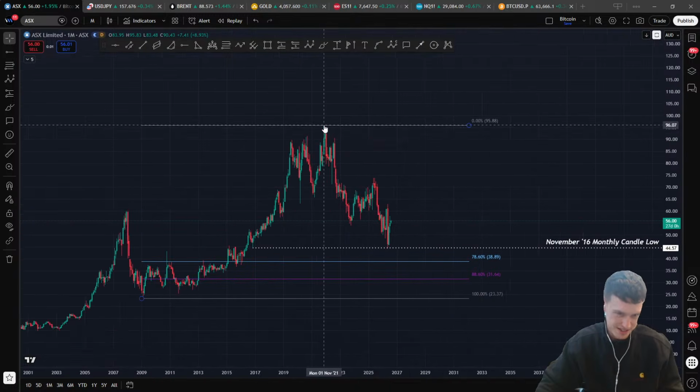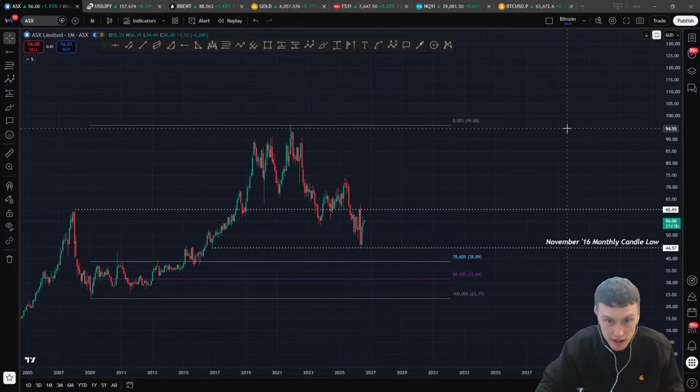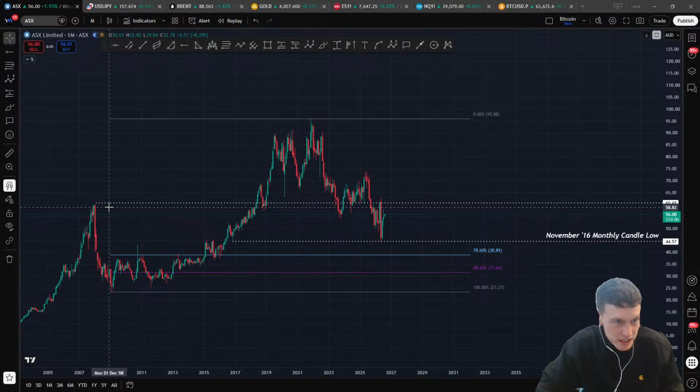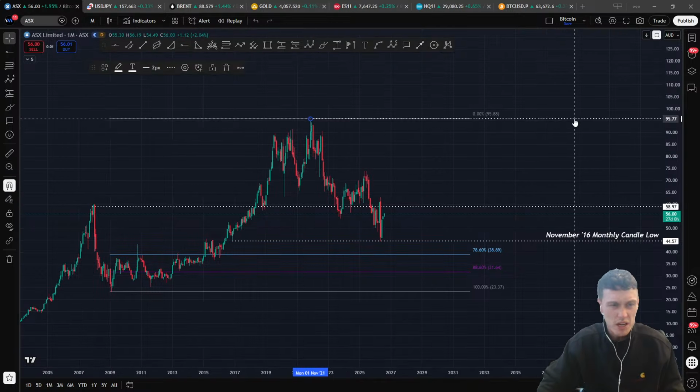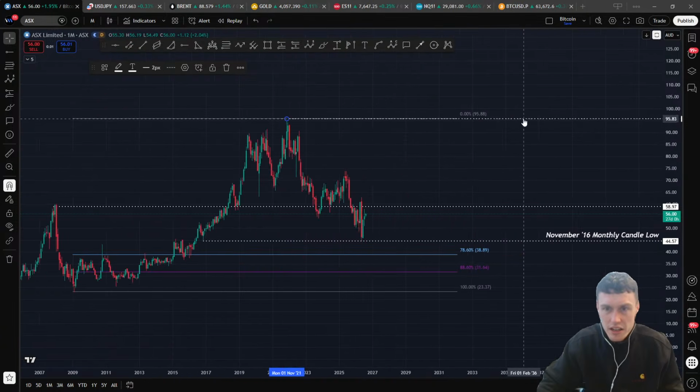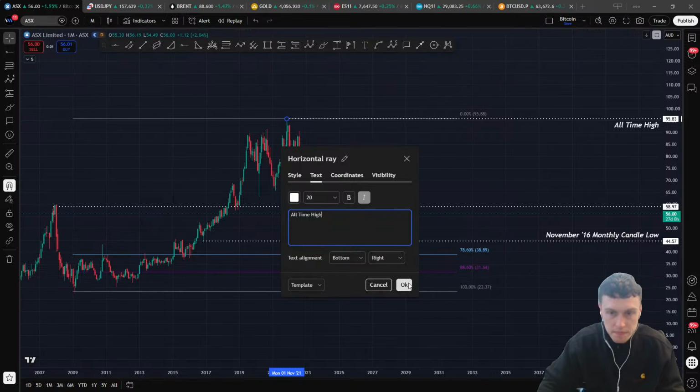Jeez, it just has not recovered, has it? We are a pathetic country. That's a pretty clear SR flip to me. Let's just map that out first. Is this our all-time high? It has to be. Yeah. All-time high.